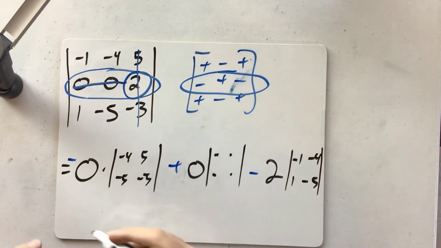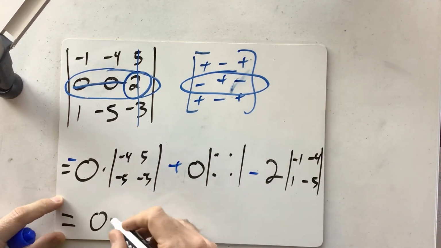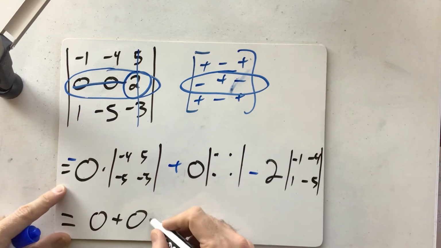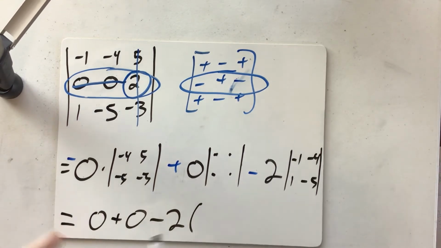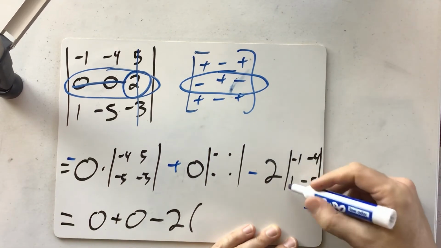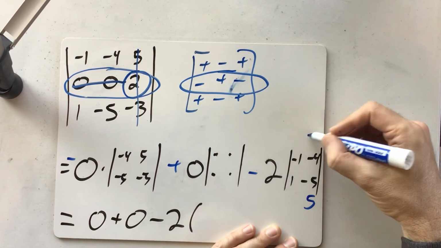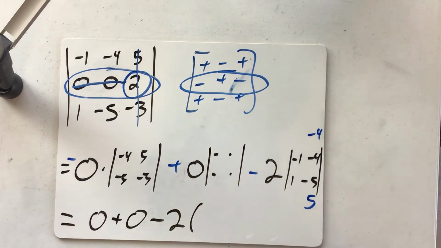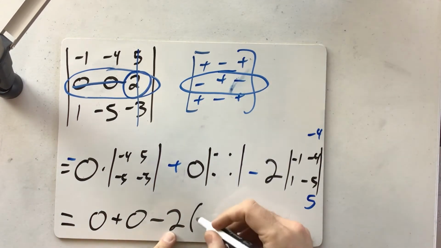And so that means this final answer, I've got 0 plus 0, and then finally I've got minus 2 times, and now I have to figure out this determinant. This determinant is a positive 5 minus negative 4. So I've got 5 minus negative 4.